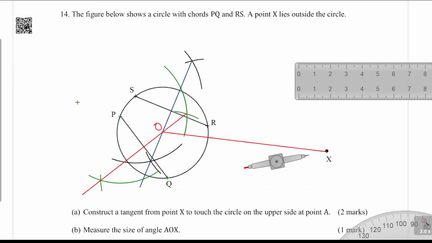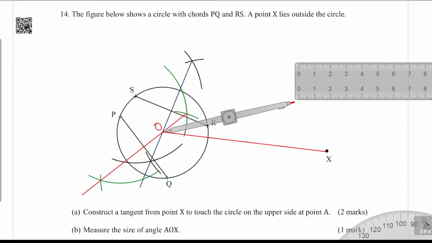Now from there, we want to construct a tangent from point X to touch the circle on the upper side at point A. Now let us identify. To do that, look at that line OX that you've drawn from O to X. Construct a perpendicular bisector of that line. So standing at O, you want to construct a perpendicular bisector of that.